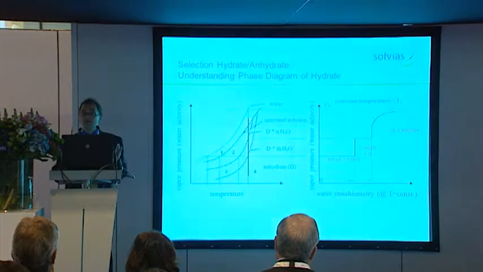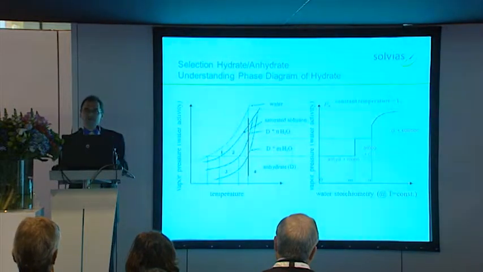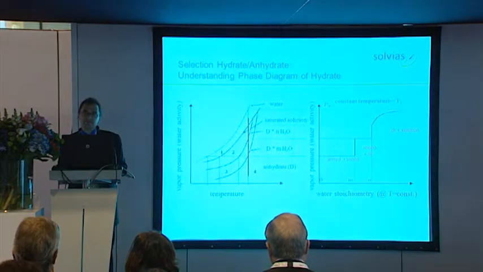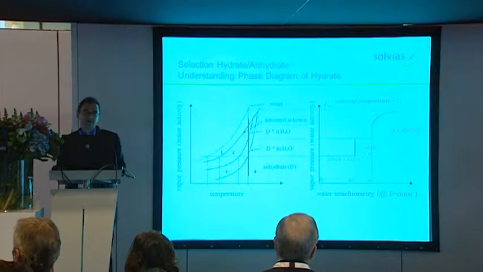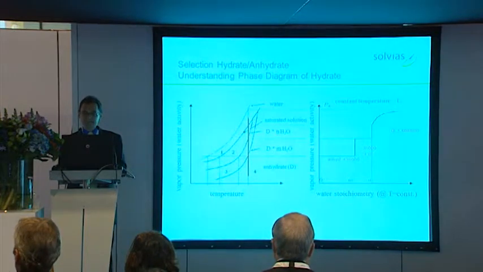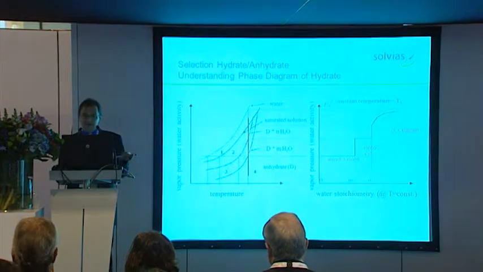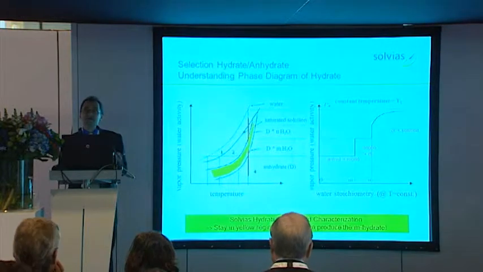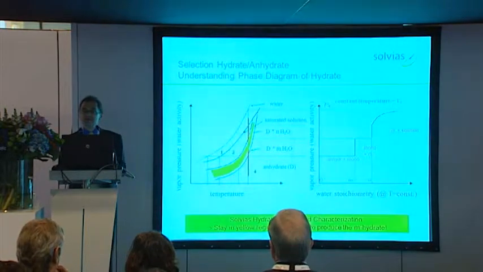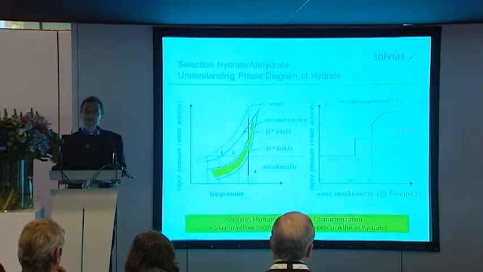So there's only one particular water activity or humidity where hydrate and anhydrate are in equilibrium, and if it's a little bit lower, only the anhydrate is stable, a little bit higher, only the hydrate is stable. And of course, knowledge of such a phase diagram is crucial when you want to develop the crystallization process to make the desired form.